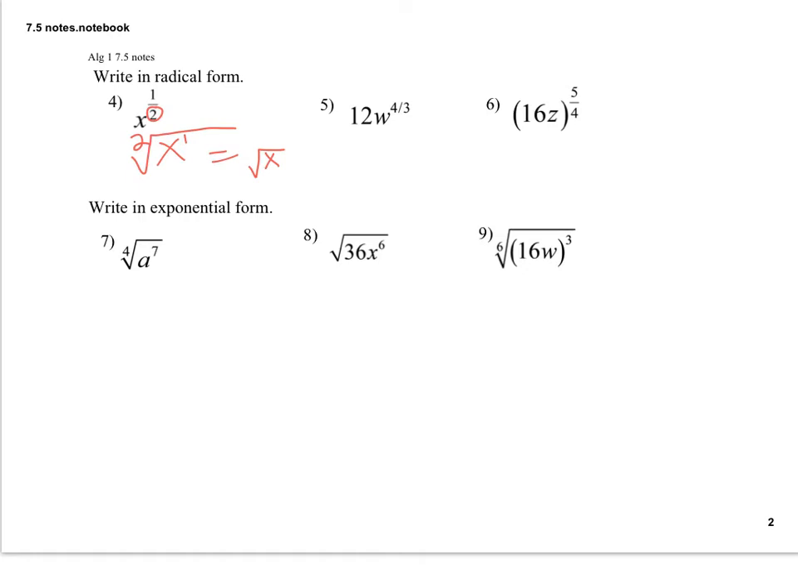So we're going to do the same thing on number 5, but on number 5 we have to be tricky, or it can be tricky for some of us, because some of us like to think about this like we need to apply this exponent to both the 12 and the w, but you don't have to. In this case, there's not a parentheses sign around the entire thing.